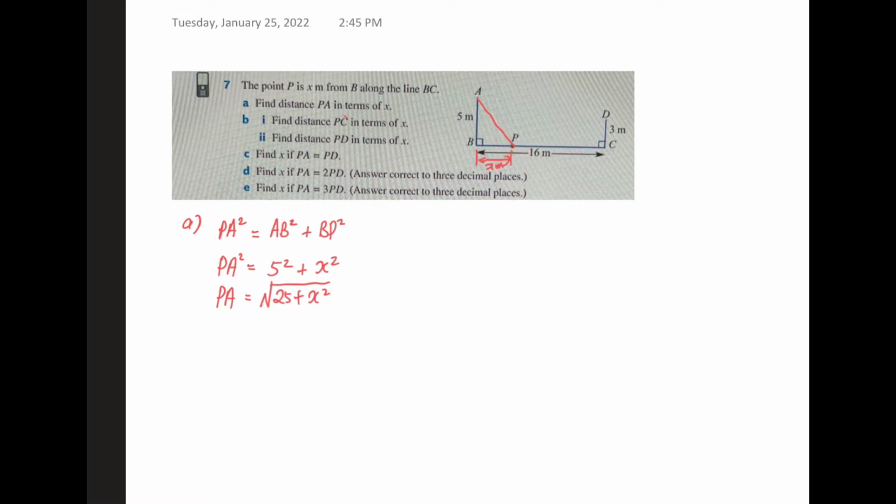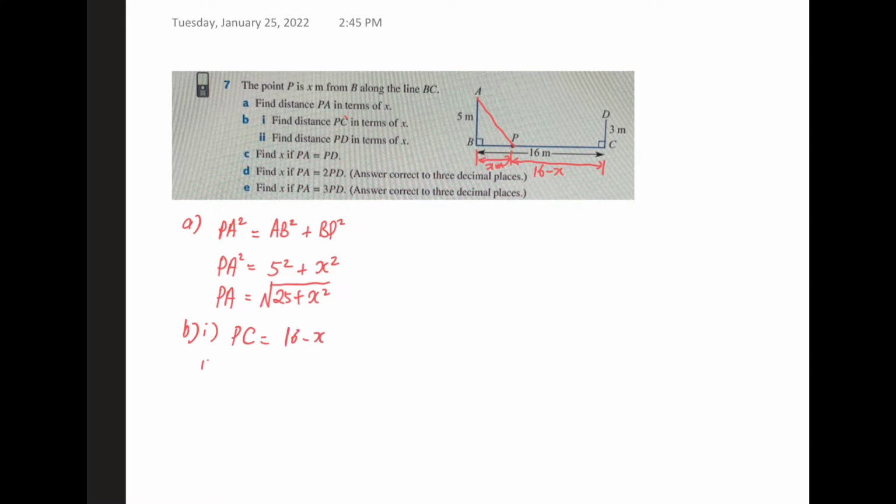Okay, so we can put it in this way. As we know, here to here is going to be 16 minus x. You know, the whole length is 16 meter, so minus x meter, then we get this part. So this is 16 minus x. So that will be the answer for B part 1. PC equal to 16 minus x.